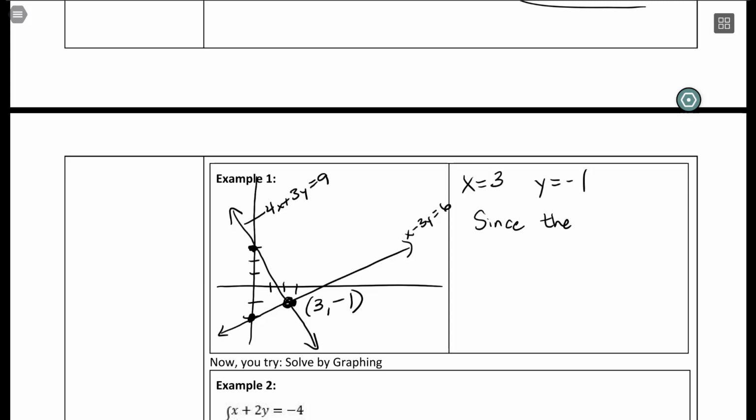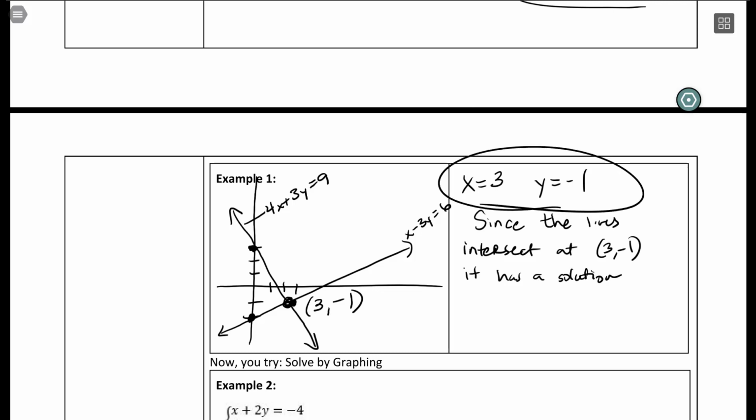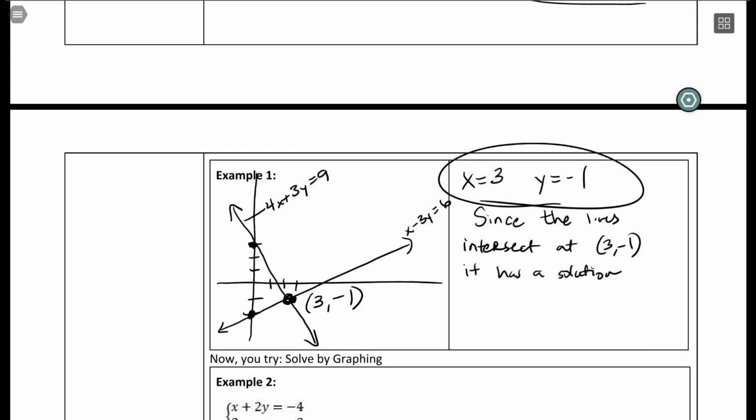And we say, since the lines intersect at 3, -1, it has a solution. If the lines didn't happen to intersect, we would actually have no solution. So parallel lines, unfortunately, are not going to end up having any solutions. Okay, but if they do intersect, then they've got solutions. And there we go. So at this point, go ahead and pause your video to try and do example number 2 on your own sheet of paper. Unpause when you're ready to move on to the next way that we can solve a system of equations.